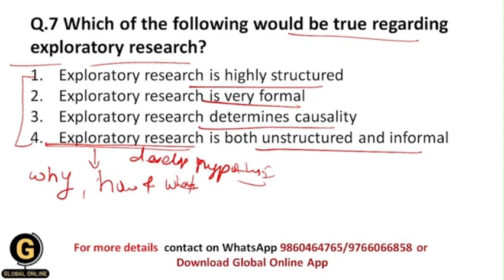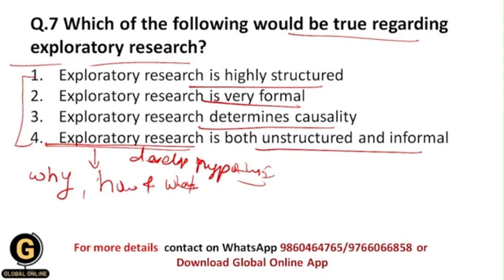I can use informal techniques, such as informal data collection methods as well. Exploratory research does not determine causality, because here we are going to develop the hypothesis only, and that's why we can't determine causality between the variables in such kind of research.